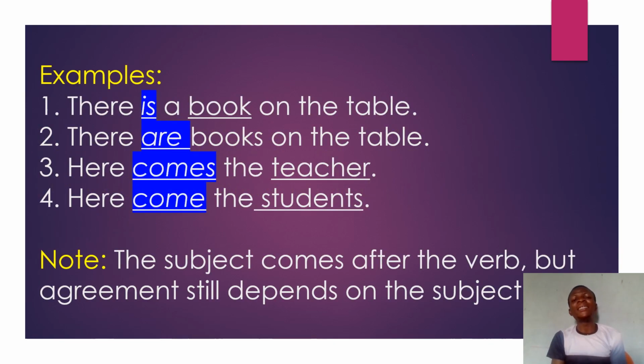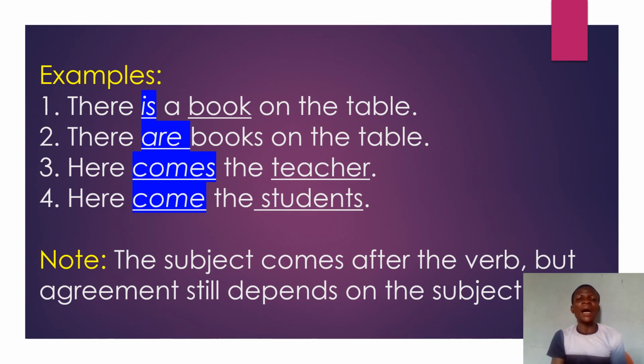There is a book. You know what I'm saying? The real subject here is a book on the table. Now this verb is referring to the real subject, which is a book, which is singular. That's why it agrees: there is a book on the table.